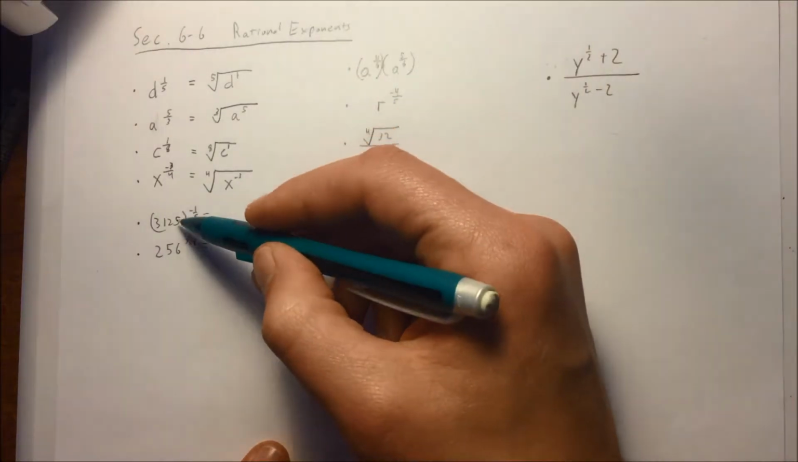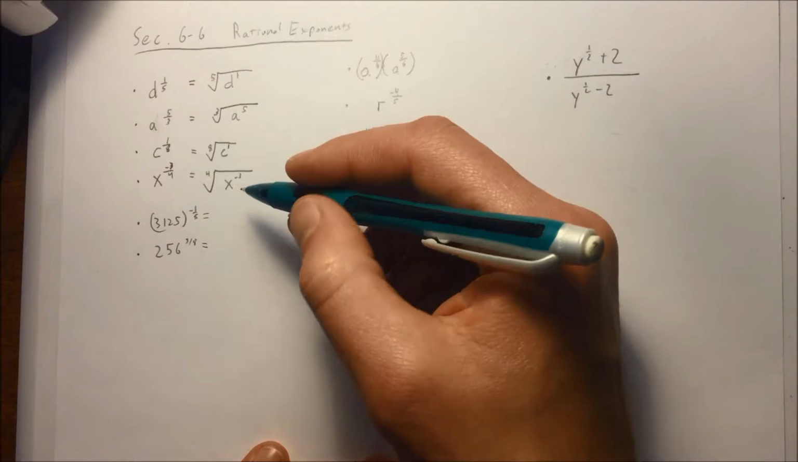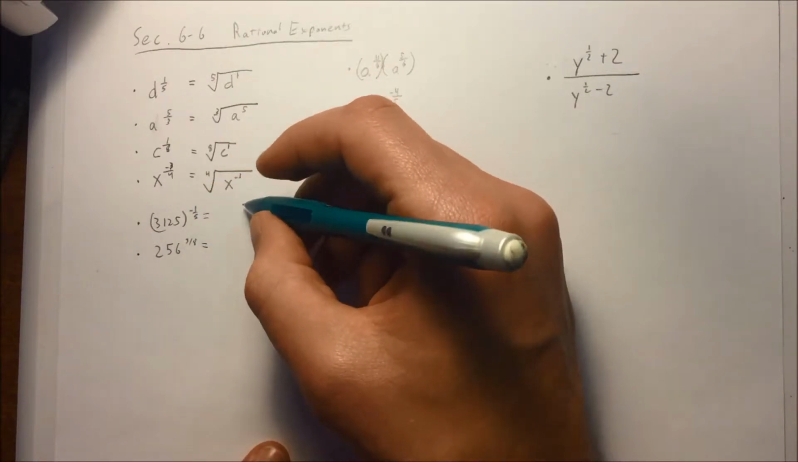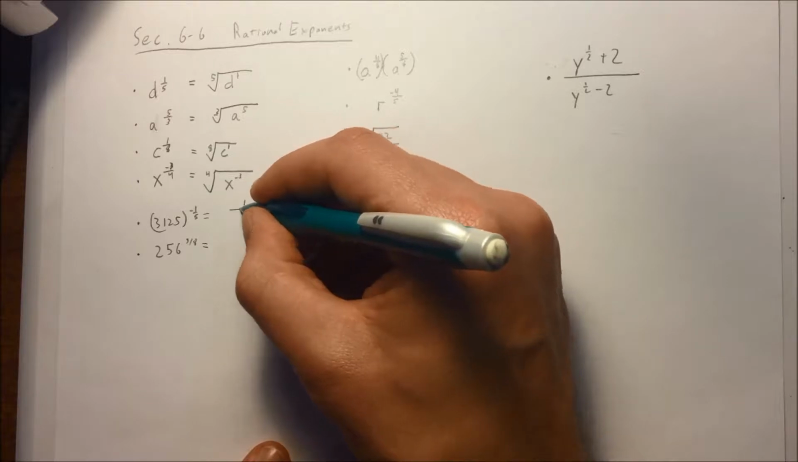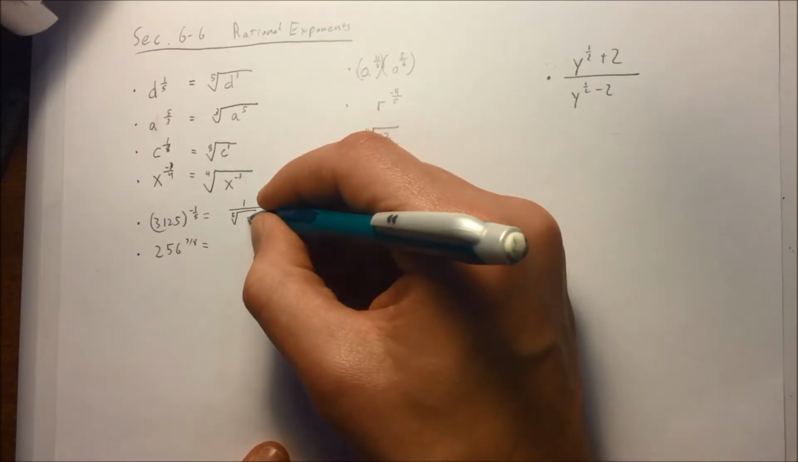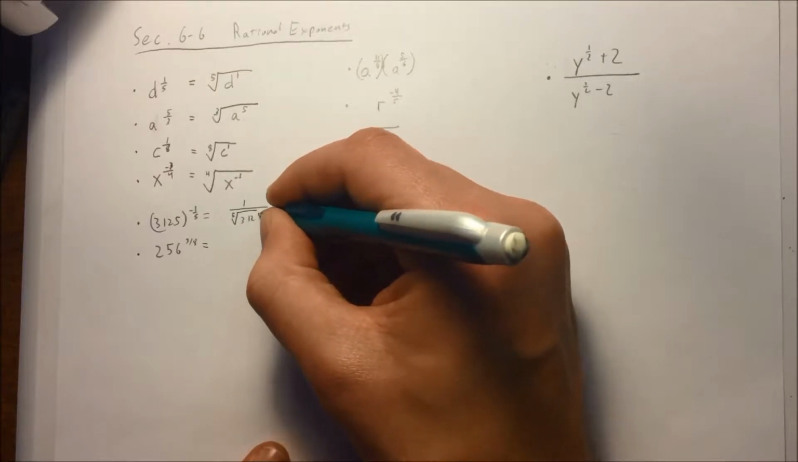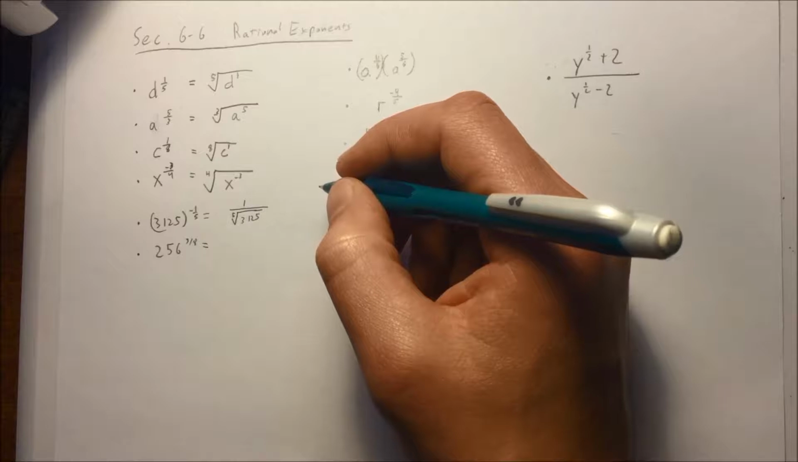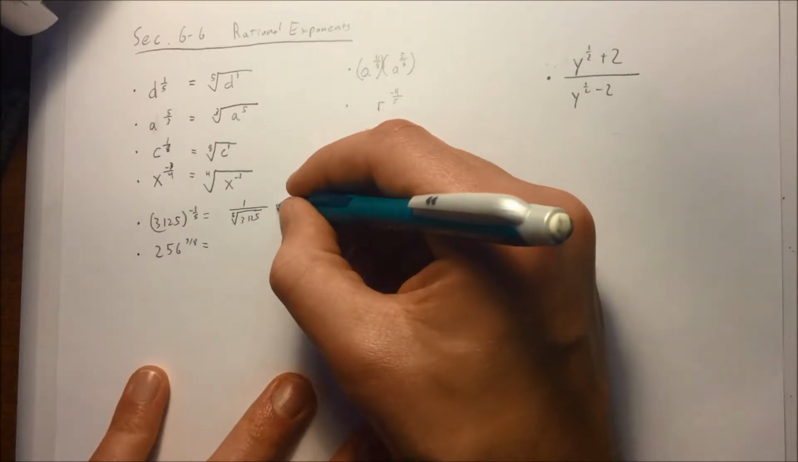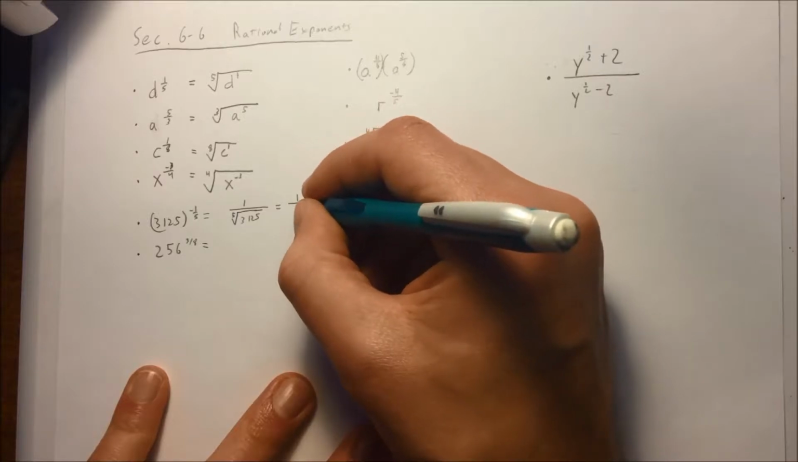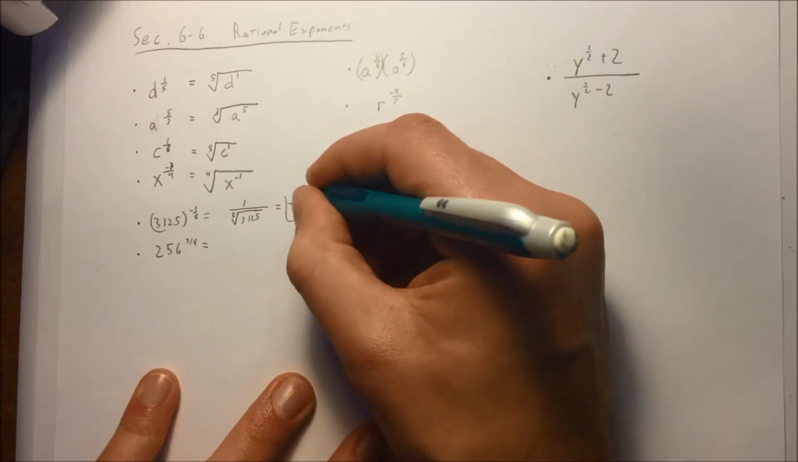All right. How about this one? If I had to simplify this, well, the negative in front means it's going to be 1 over the fifth root of 3,125. What's the fifth root of 3,125? If you said 5, you are correct. It's 1/5.